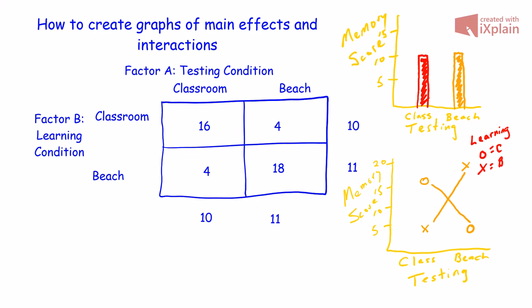So for example, if you were tested in a classroom, which condition of learning is best? If you were tested in a classroom, then learning is best in a classroom. If you were tested on the beach, which condition of learning is best? Beach, because it's higher. So this graph just sort of helps you visualize what's going on.